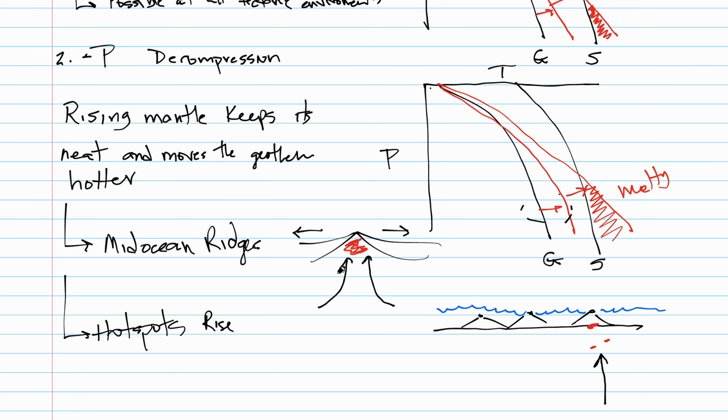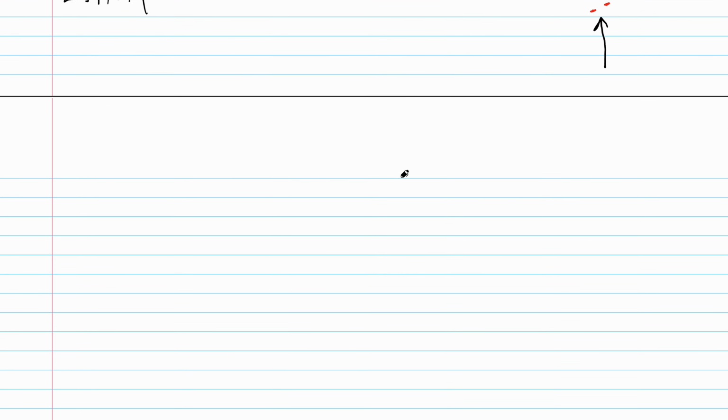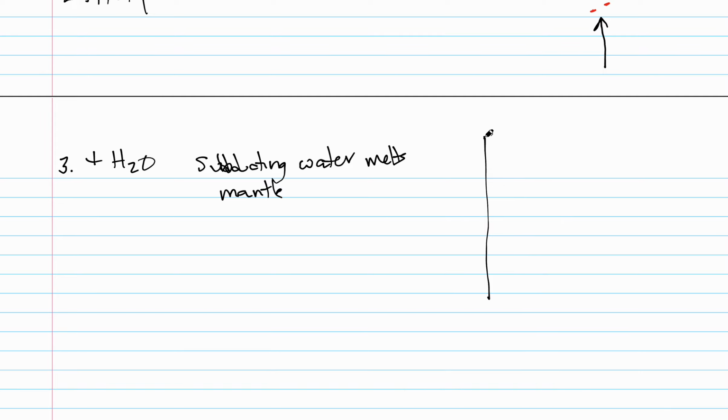And this third one is a little bit unusual, and we're gonna give it a symbology of plus H2O. So for number 3, our symbology is plus H2O because water matters here. And I don't even have a good name for this one. Eventually we're just gonna call this subducting water melts mantle. That's not a great name, but it's long, but it is accurate. So here is the story for the plus H2O mechanism that occurs at subduction zones.